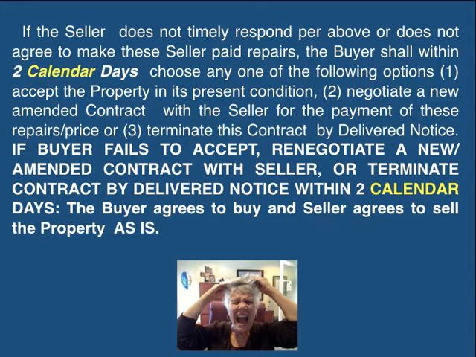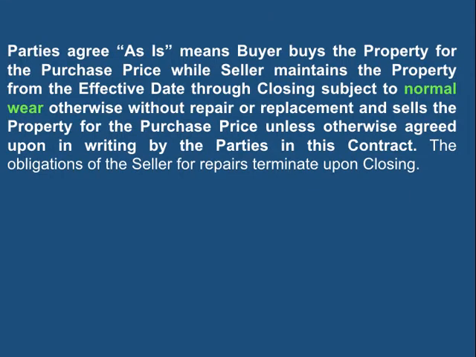If buyer fails to accept, renegotiate a new amended contract with the seller, or terminate the contract by delivering notice within these 2 calendar days, the buyer agrees to buy and the seller agrees to sell as is. More than likely, your buyer is not planning to buy this house as is, especially if they've submitted a repair addendum. So remember, if the seller has not responded by the date that you put in for the seller's response, then your buyer only has 2 calendar days after that date to determine what they're going to do. If they don't do something in those 2 days, either renegotiate the contract or accept it or terminate within those 2 calendar days, the buyer agrees to buy it and the seller agrees to sell as is. Pretty scary thought.